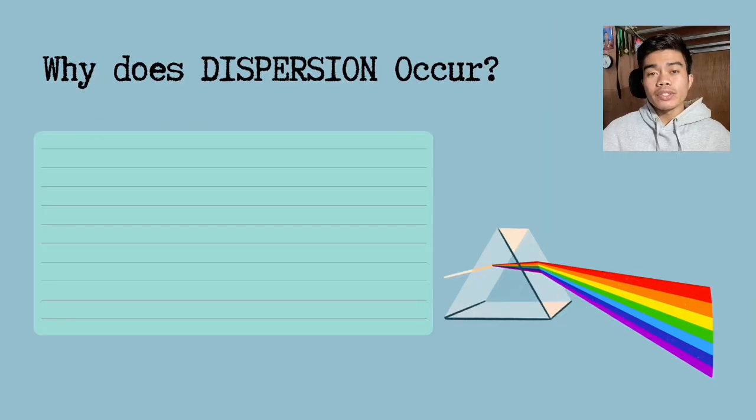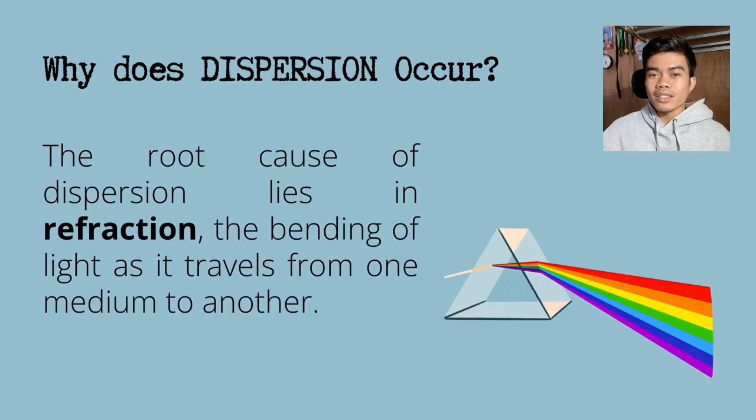Now, before we answer the question, why does dispersion occur, let us first begin with a little imagination. Picture this: a single beam of white light, plain, ordinary, almost boring, enters a glass prism. But suddenly, boom, it explodes into a beautiful rainbow, scattering colors everywhere. Now, the big question is, why does that happen? The secret lies in one word: refraction.